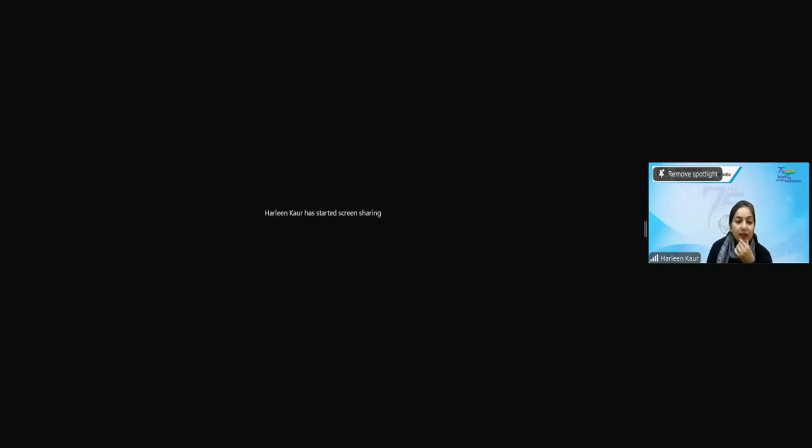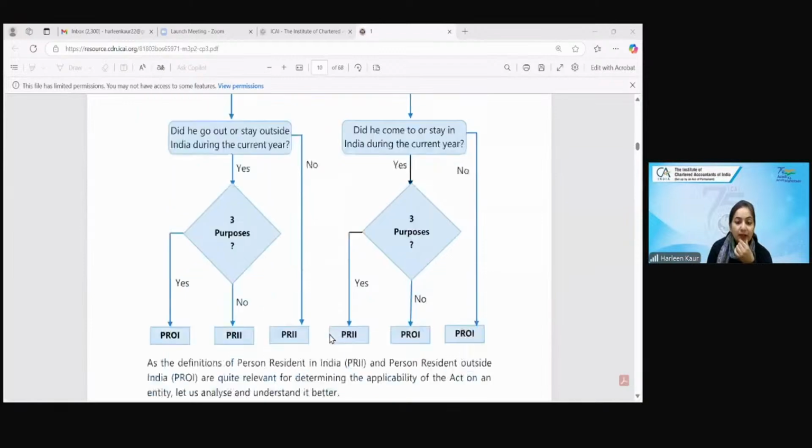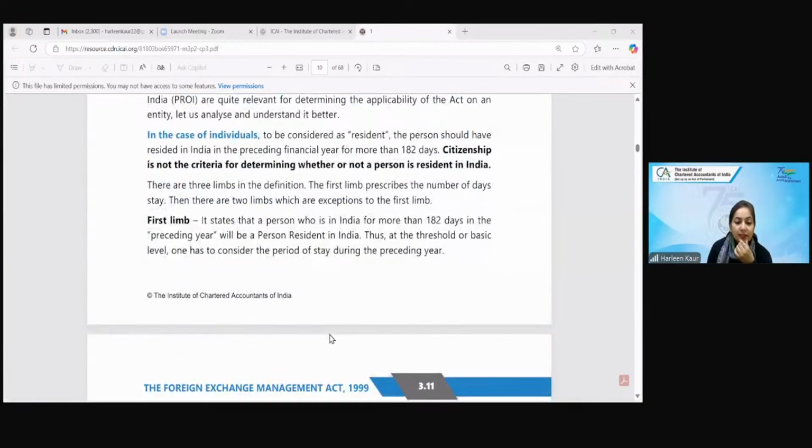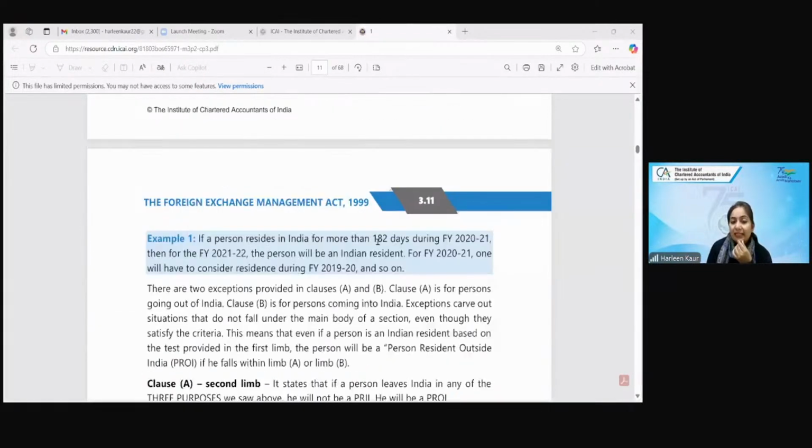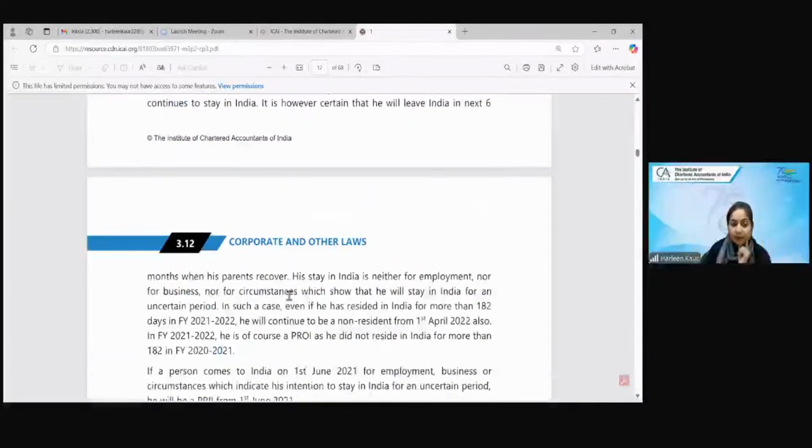So this is what we have done, PRRI and PROI. This is the exact definition, the first limb, second limb. If a person resides in India for more than 182 days in the financial year 2021, then for 21-22 also the person will be an Indian resident. One has to consider the residential status during financial year 19-20 and so on. That means for the previous year you have to see.